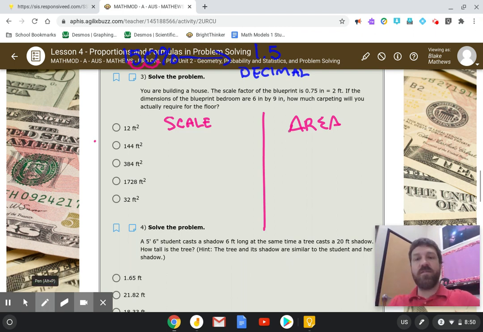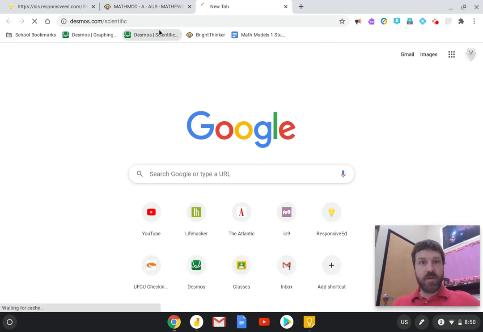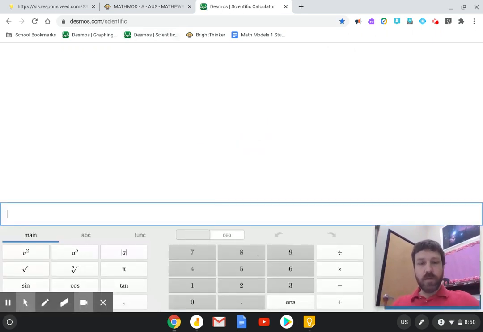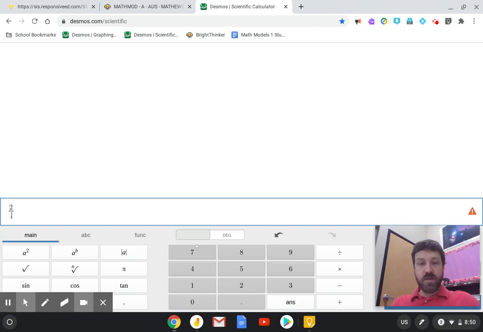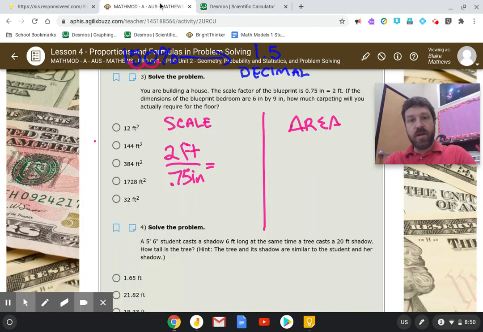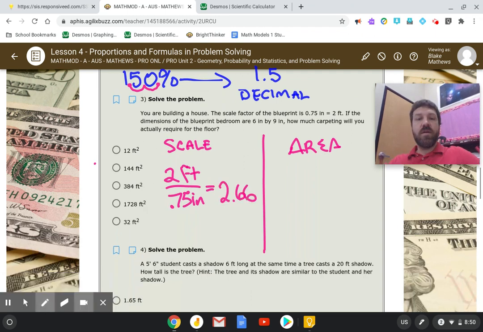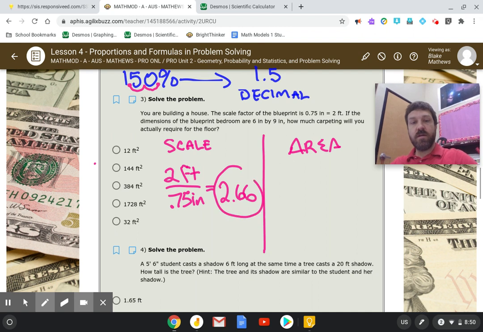So the first thing we need to do is find the scale factor. The scale factor is 2 feet for every 0.75 inches. So we need to do that in the calculator. 2 divided by 0.75. Let's hop over here. 2 divided by 0.75, and we get 2.66. So we'll use that as our scale factor. Okay, so I'm telling you right now the scale factor is 2.66.